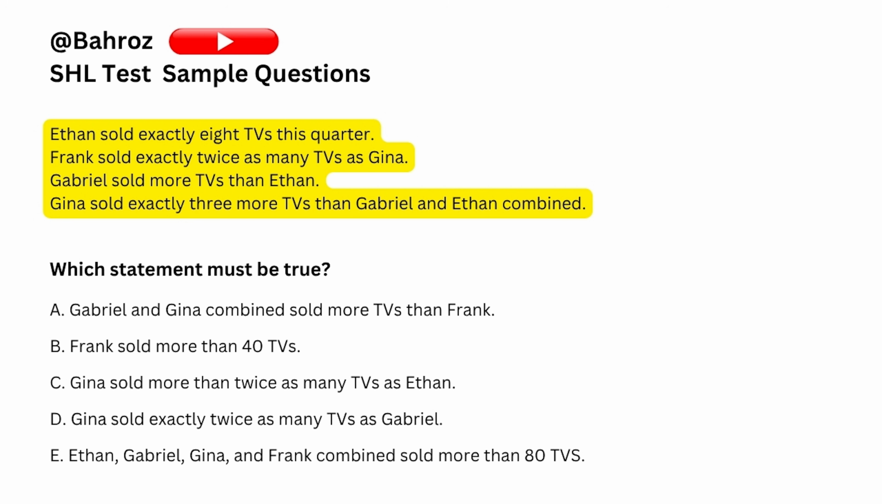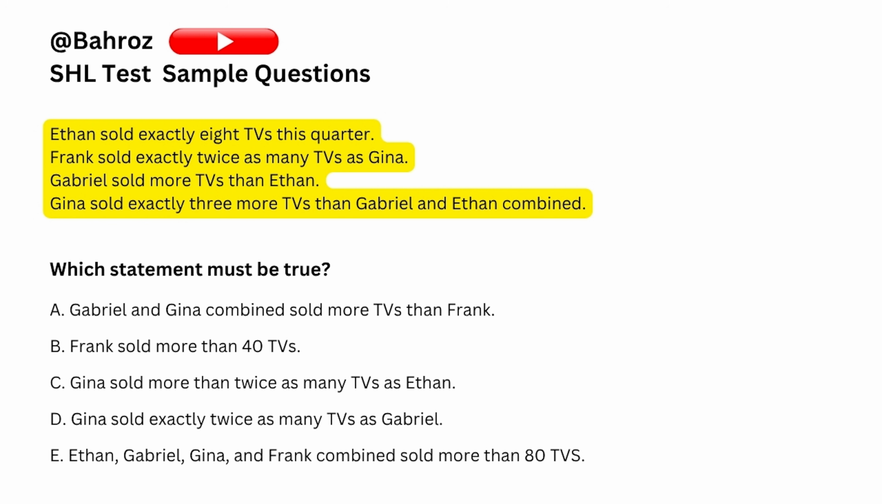Let's go through the options. Ethan sold 8 TVs. Gabriel sold more than 8, so at least 9. Gina sold 3 more than Gabriel plus Ethan, so Gina is Gabriel plus 11. Frank sold twice Gina's amount. Let's test the options. Option A, Gabriel plus Gina versus Frank. Gina is Gabriel plus 11, so their sum is 2 times Gabriel plus 11. Frank is 2 times Gina, or 2 times Gabriel plus 22. 2 times Gabriel plus 11 is less than 2 times Gabriel plus 22, so this is false.